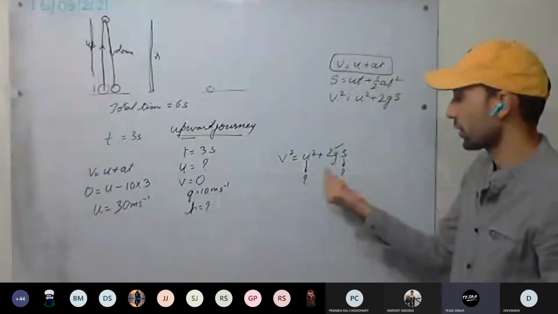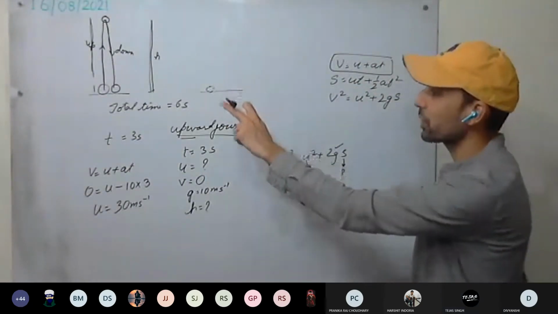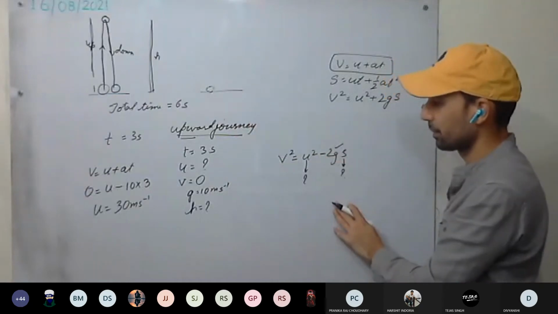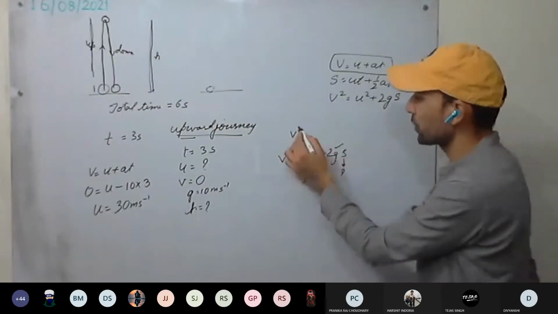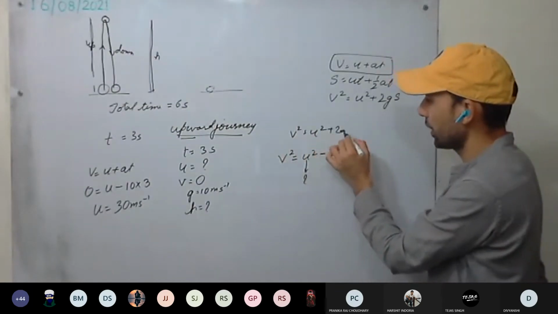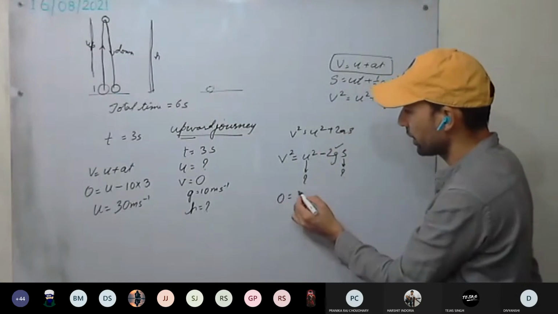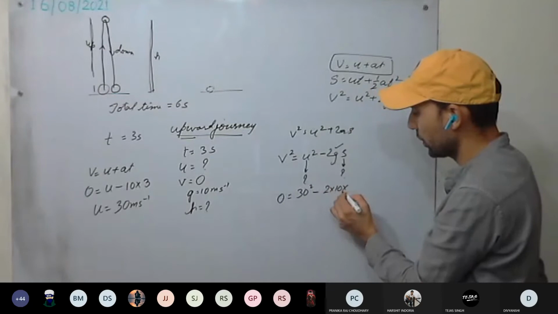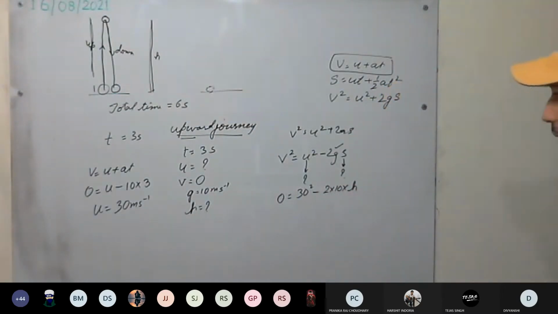Now you can put it here. This is for the upward journey, so it will be minus. For the upward journey, it will be minus 2gs. v square equal to u square plus 2as. v will be how much for the upward journey? 0. 30 square minus 2 into 10 into h. Now h you can calculate.